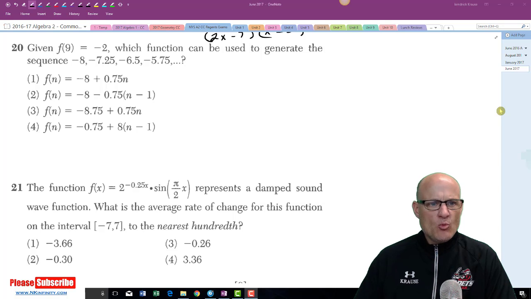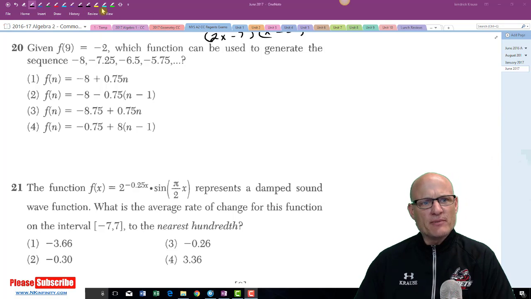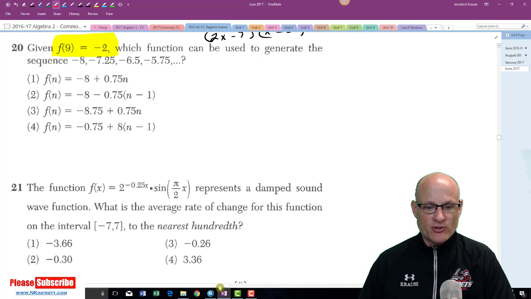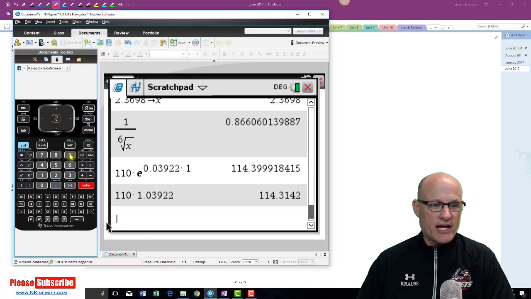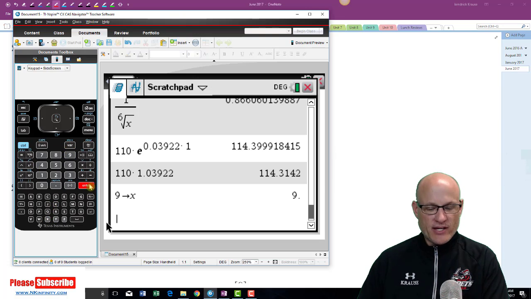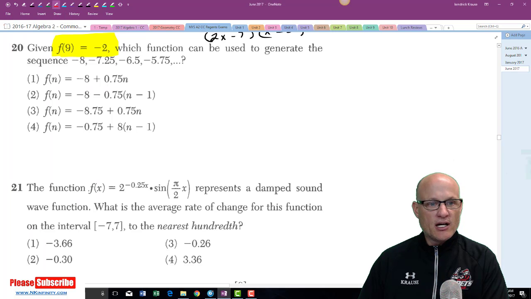Yeah. Well, what they're telling us on this problem is that f of 9 is negative 2. So I guess I might want to start with that and see which one I can plug 9 into. So I might go to my calculator and say, okay, we're going to take 9. We'll store it into x. And we'll type these answers in. Negative 8 plus 0.75x. I used x. I used t. No, that's not going to work.